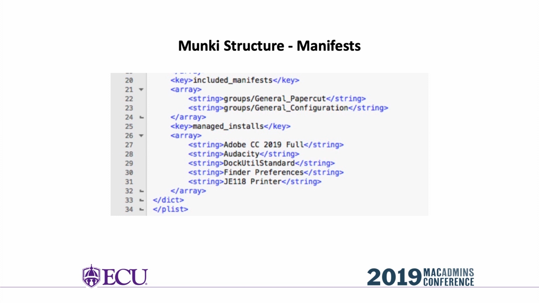Here you'll see two different ones, general paper cut and general configuration. In the included manifest section, you can nest manifests or, of course, include other manifests in it. So anything that is in a specified manifest will get included with this particular manifest. So in general configuration, that's just a manifest where I have a lot of my configurations, where I set settings and all that good stuff.